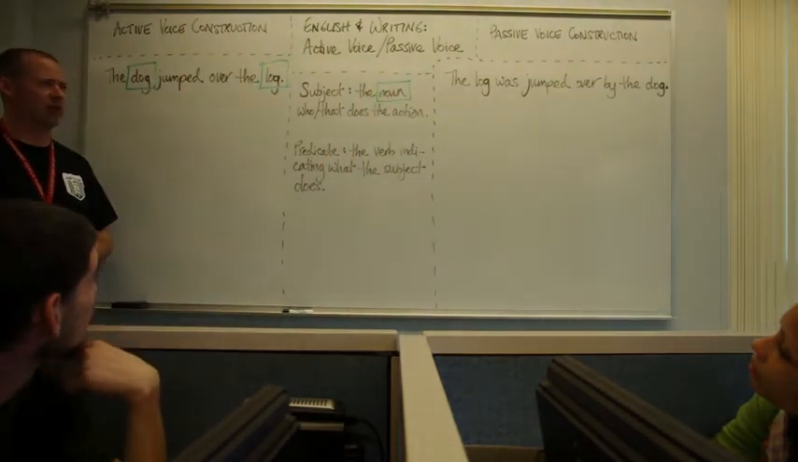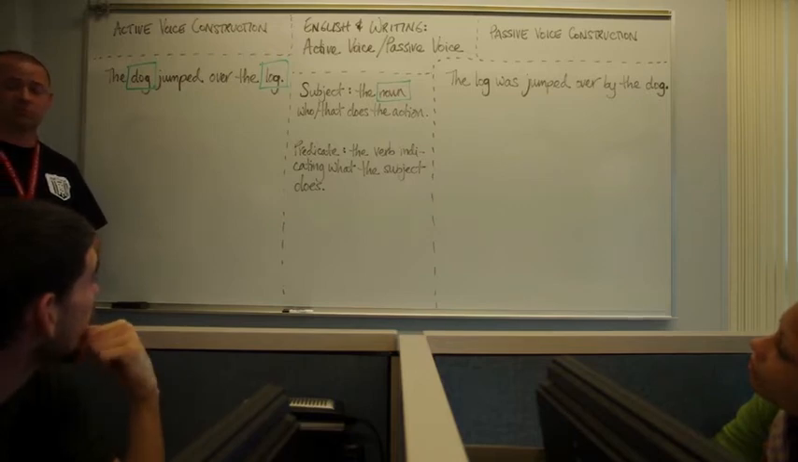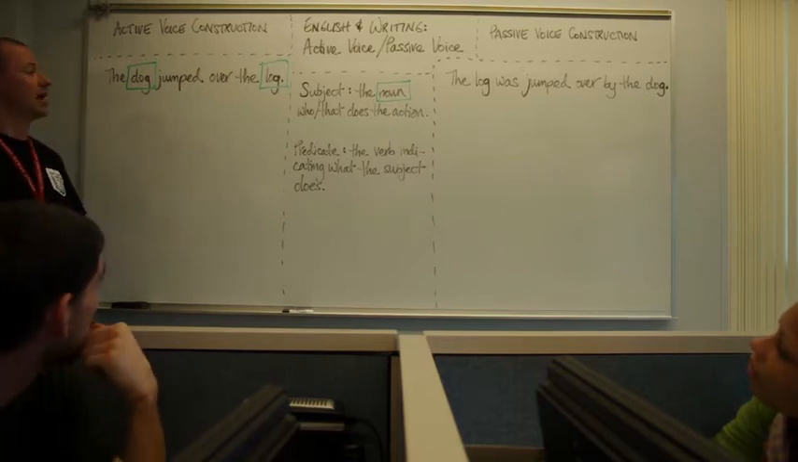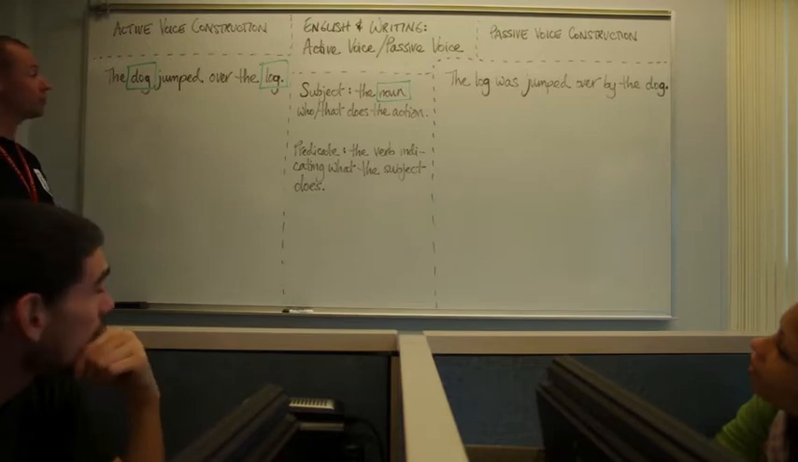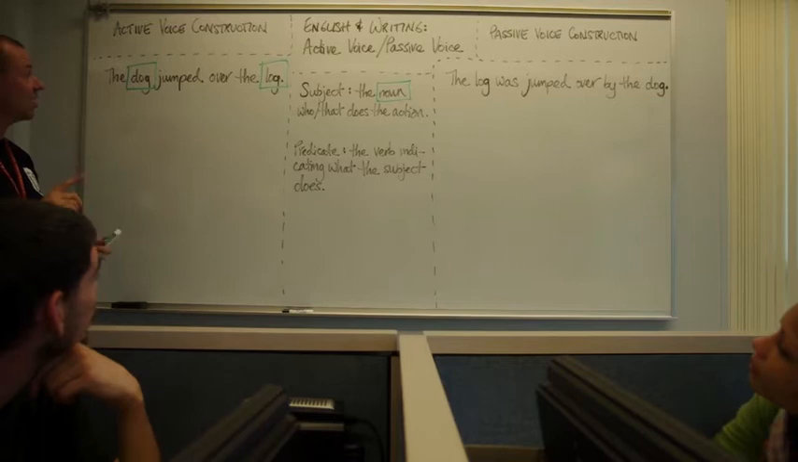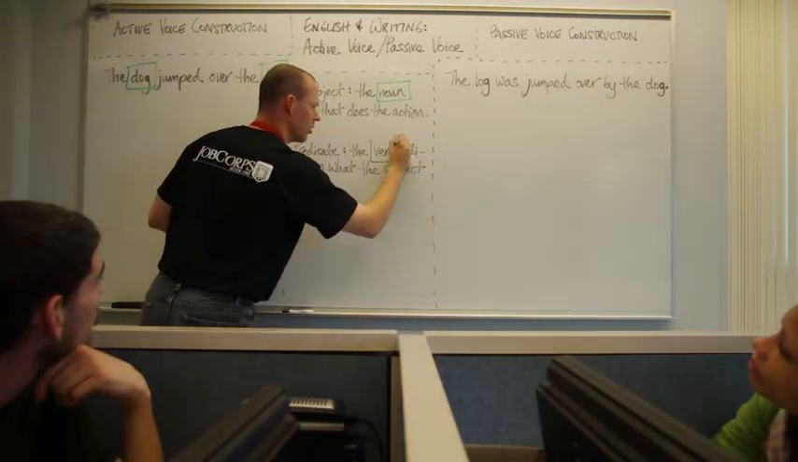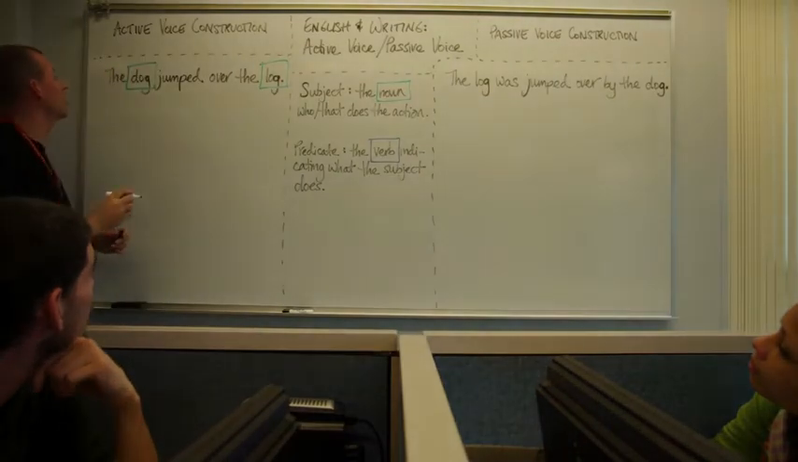Can more than one noun be the subject? I think so, yeah. Okay. It cannot be. Unfortunate, but true. Only one noun can be the subject of the sentence. Now the predicate is the verb. Which one is the verb here? Jumped, okay.